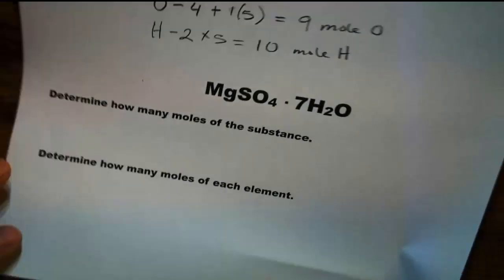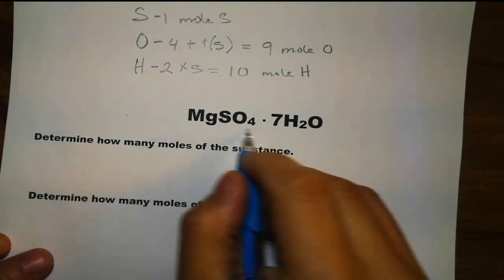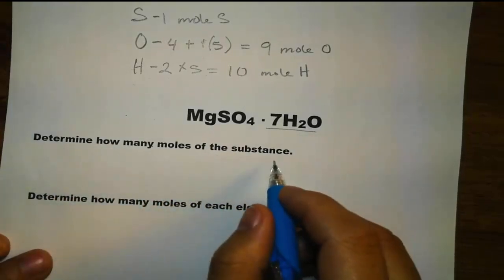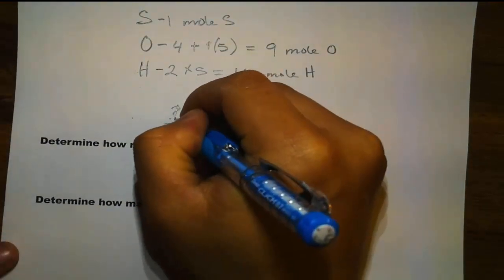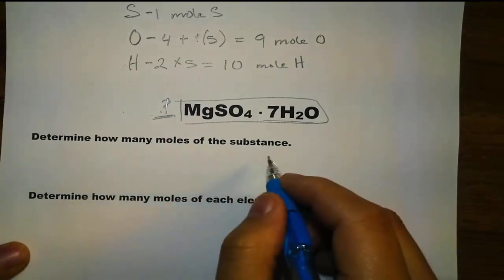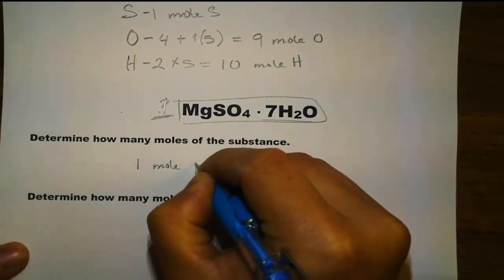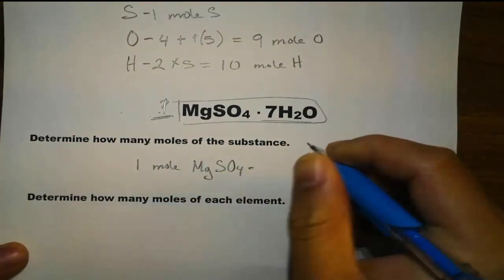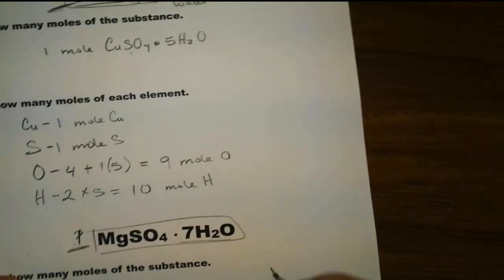Let's try another problem. Here we have the same problem as above. Well, in this case, the number of water molecules changed. But let's go back and determine how many moles of the substance. The whole entire substance is this one. That number must be 1 because anything multiplied by 1 equals itself. So how many moles of the substance? Of course, it'd just be 1 mole of the whole entire substance. MgSO4 with a little dot right there multiplied by 7 water molecules. So again, this is called a hydrate.